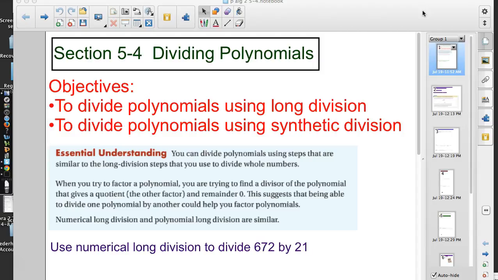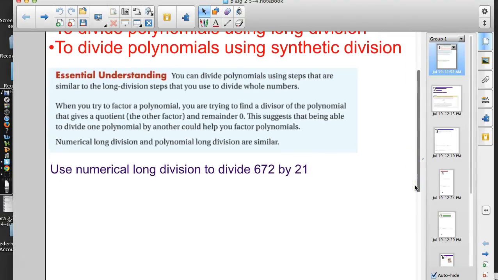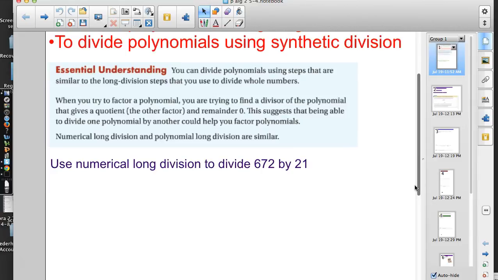All right, our essential understanding is you can divide polynomials using steps that are similar to the long division you learned in grade school. Literally every year I have somebody that comes up after I teach this lesson and says, I never figured out how to divide with long division in grade school. My teachers tried to show me how to do that. I just never got it. But with polynomial long division, it's a little bit different, and so usually you start to catch on to it. The steps are very similar.